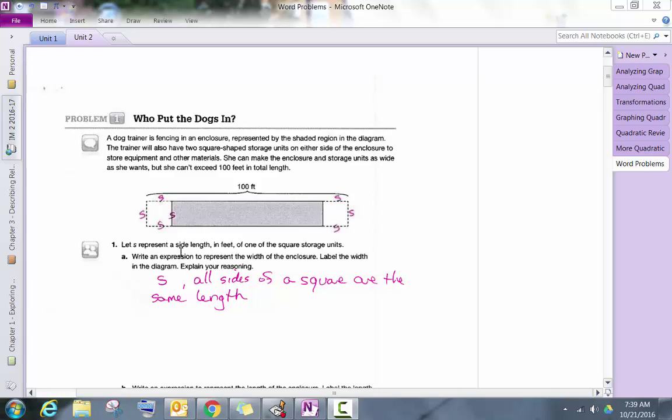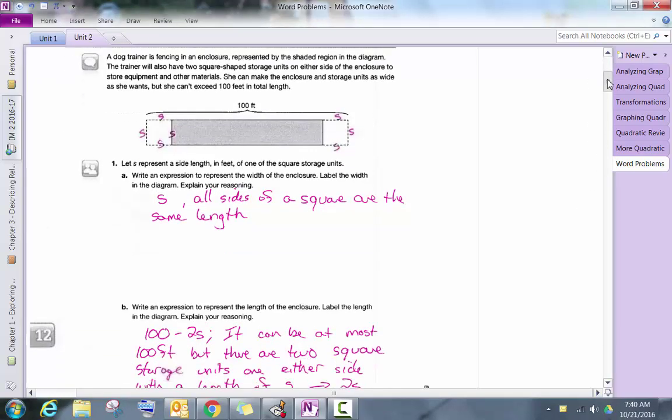So let S represent a side length in feet of one of the square storage units. So I labeled them all S, S, S, S. Forgot one here, but they're all S. Label the width in the diagram. Explain your reasoning. So the width is really kind of our height here, so it's S. It's S because all sides of a square are the same length.